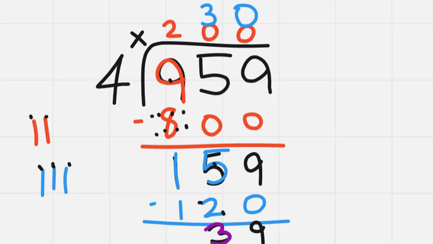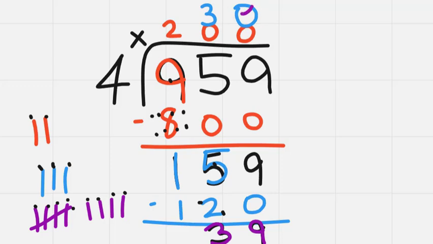We'll look at the 3. 3 is less than 4, so it means we need to consider the number next door, the 9. We're going to look at the number 39. We'll count by 4 to get as close as we can to 39 without going over. Let's count. 4, 8, 12, 16, 20, 24, 28, 32, 36, 40. That's too high, so we're going to stop at 36. That's 1, 2, 3, 4, 5, 6, 7, 8, 9.